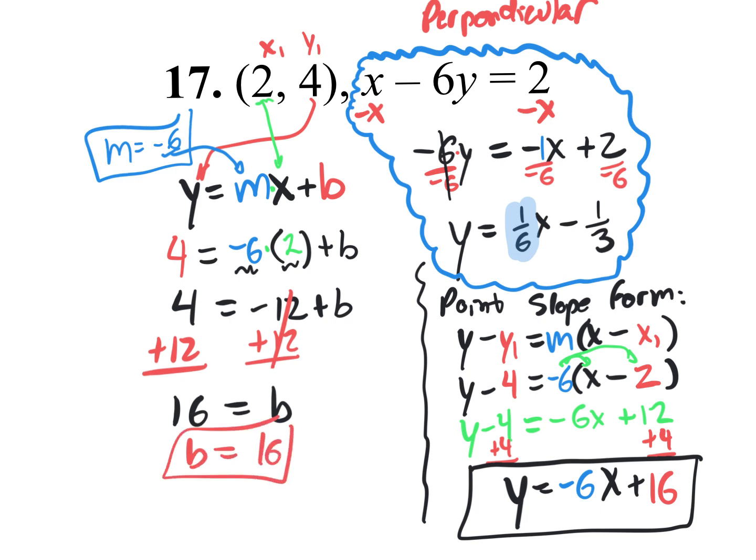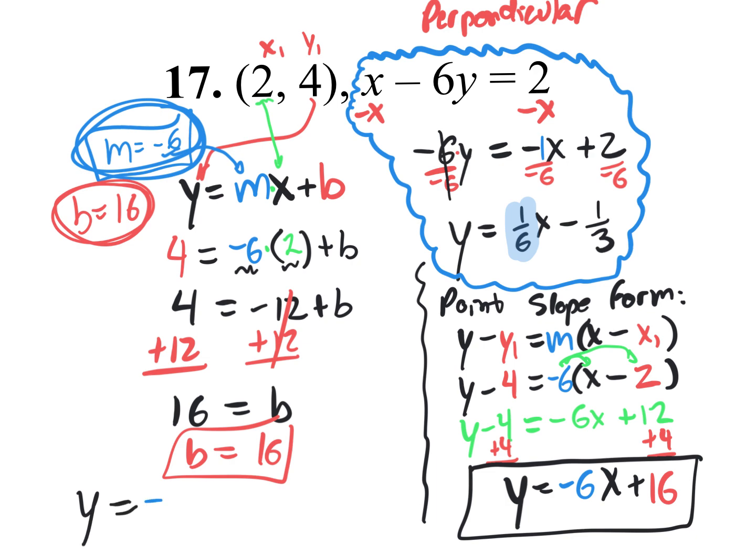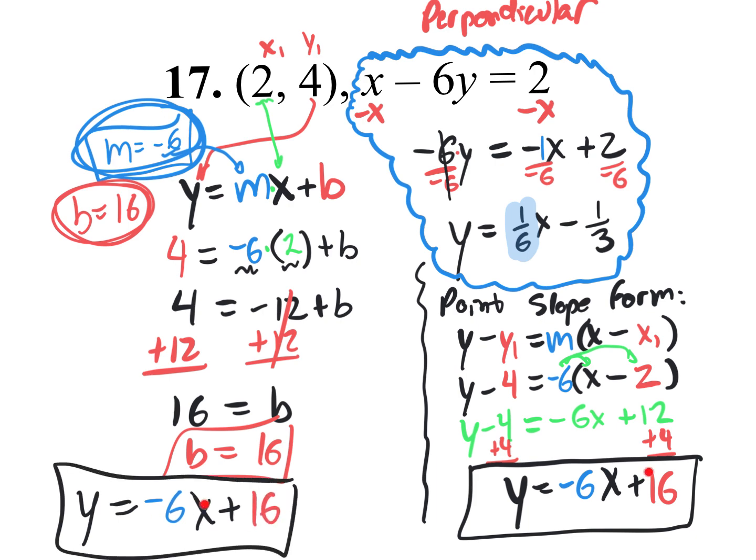So we had the m up here. M is -6. Now we have the b, which is 16. So if you have your m and you have your b, you could now write it in y equals mx plus b form. Again, y equals m is -6, x plus b, that's plus 16. Notice it's the same exact equation as this one. We just did it 2 different ways.